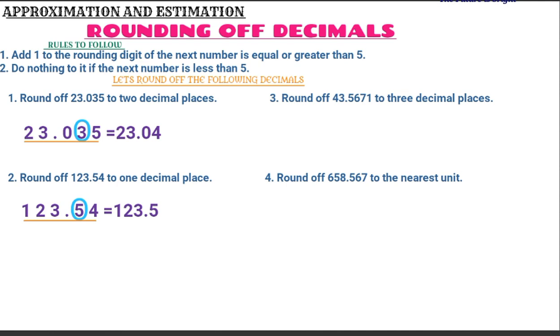Question 3 is: round off 43.5671 to 3 decimal places. So what I'm going to do is rewrite this number in the question. Once I've written this number, we are going to identify the number that occupies the third decimal place.